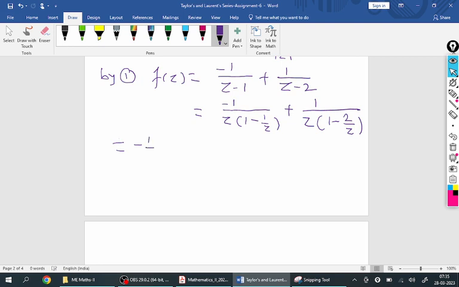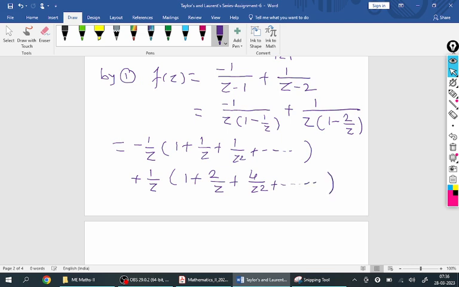So minus 1 by z from the first term as it is, and the expansion 1 plus 1 by z plus 1 by z square plus so on. And for the second term, 1 by z as it is, and the expansion is 1 plus 2 by z plus 4 by z square plus so on. So this will be the expansion there, and now you can take the commons there.